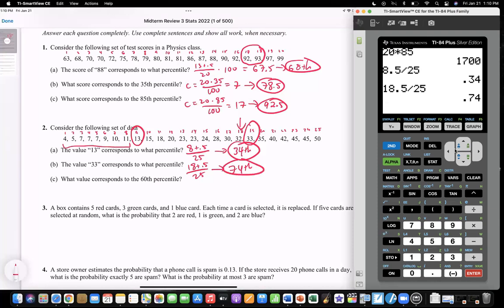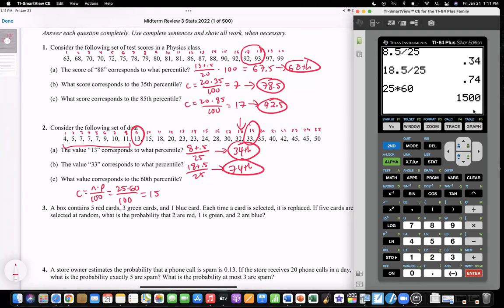Okay, and the last one, we have to use our n times p over 100. So we have 25 values here, so that's my n. And we want what value corresponds to the 60th percentile. So there's my p here. Okay, so I'll do 25 times 60, and then divide that by 100, so 15.